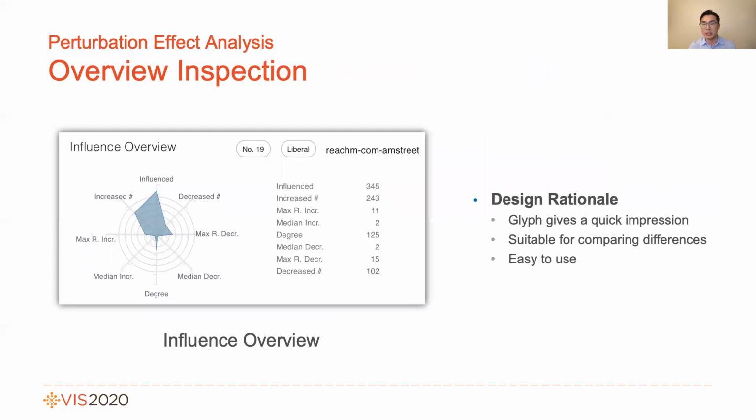For statistical information, we designed a radar chart to show the overview of influence caused by the perturbation, which includes the number of influenced nodes, the number of influenced nodes whose ranking increased, the degree of the node, etc. The reason for choosing the radar chart is that the polygon glyph can quickly give users an impression of the effects of the perturbation. We also place the positive and negative influence on the left and right side separately, which is suitable for comparing differences. Those dimensions can also be easily extended in case more statistical information is needed.